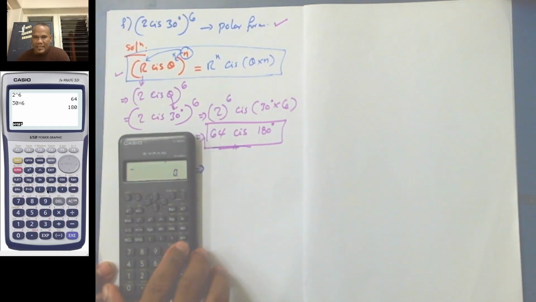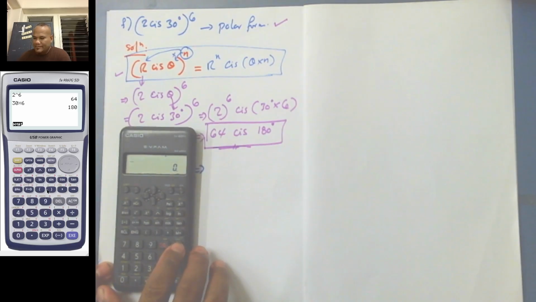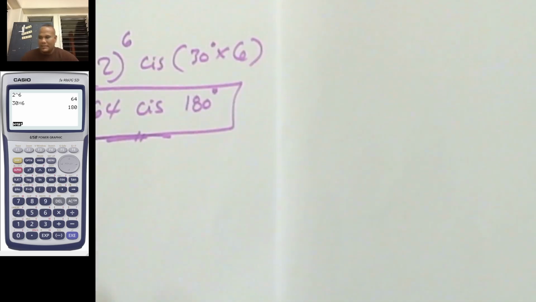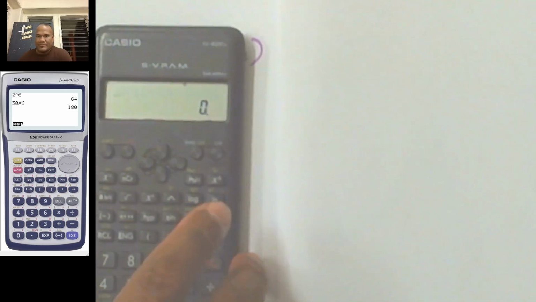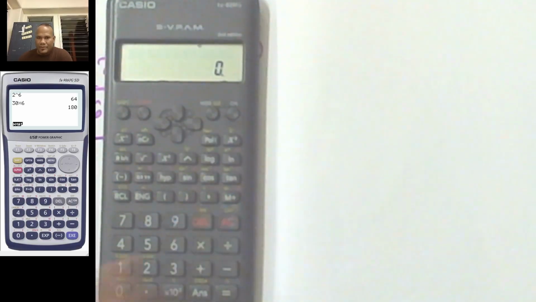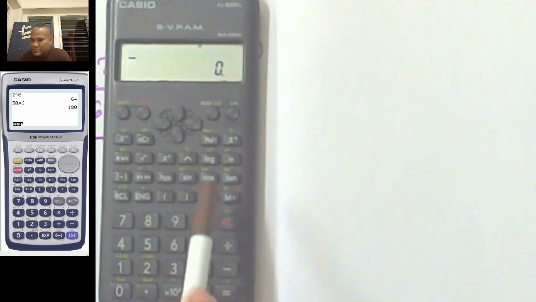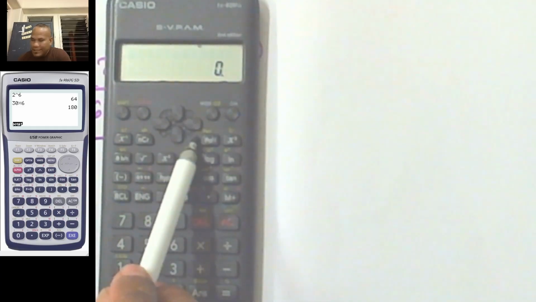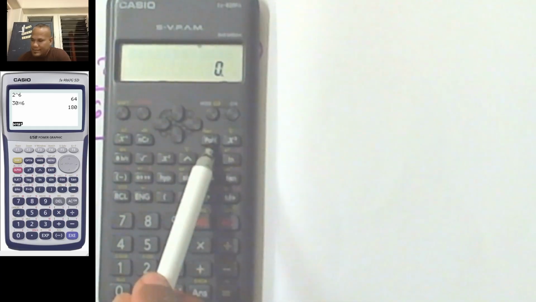Okay, how can I press polar? Pol, I think all of you have noticed that this is pol. I'll just zoom the camera for now. Pol is here. This button here is pol, and on top is what we call Rec, and this is Pol.